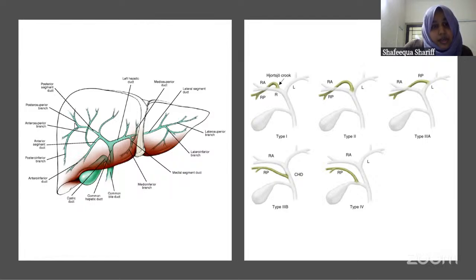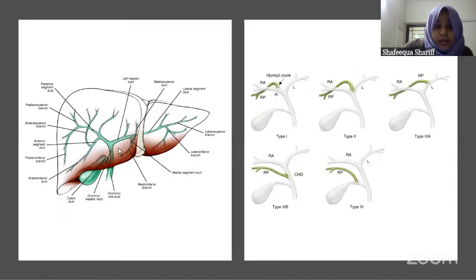This is the right posterior sectoral duct, which is curving this way, and this is the right anterior sectoral duct. The right anterior sectoral duct has a more linear, horizontal pathway, whereas the posterior sectoral duct has a curved pathway. Segments 5, 6, 7, 8 are supplied by the right hepatic duct, and the left segments are supplied by the left hepatic duct.